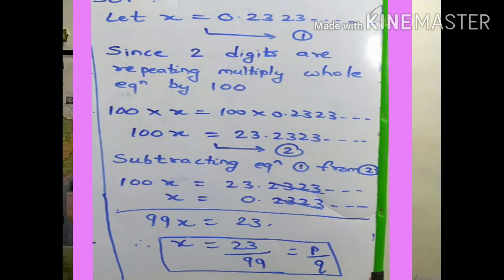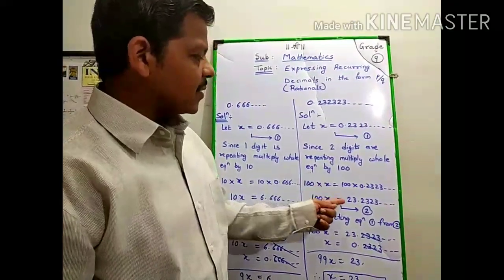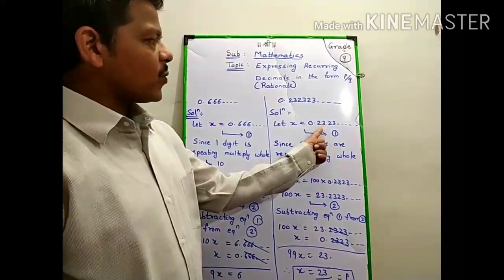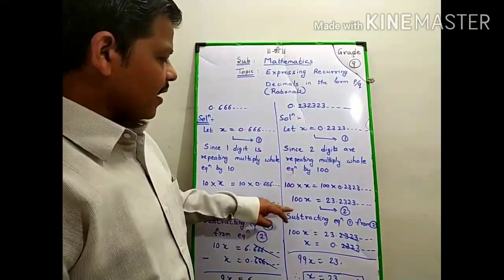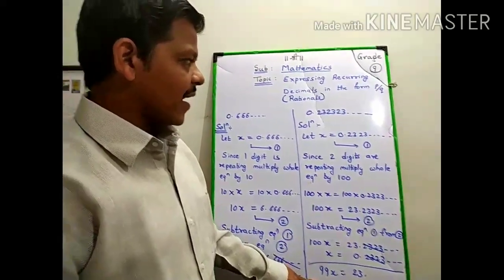Right now on the screen you can see it. We have already solved this example as it was multiplied by 100. So it would have become 100x. Decimal point shifted 2 places. Let us see what happens over here. So that's what we have seen over here. Multiplying by 100, decimal point shifts 2 places. So what do we get? 23.232323. And then subtracting 100x minus x, 99x.